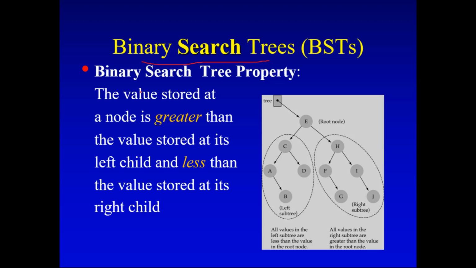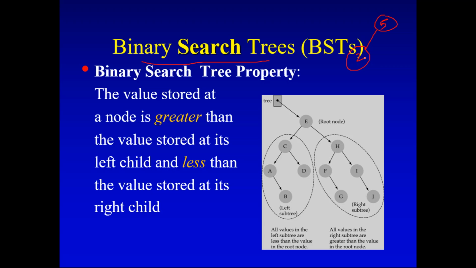Other than that, it has two important properties. One is that the left subtree of a given node will always have lesser values than that particular node. We will call it the key value. Let us say that this particular node has a key value of 5. If you take the left subtree of this particular node, for all these nodes, the key value will be lesser than this.